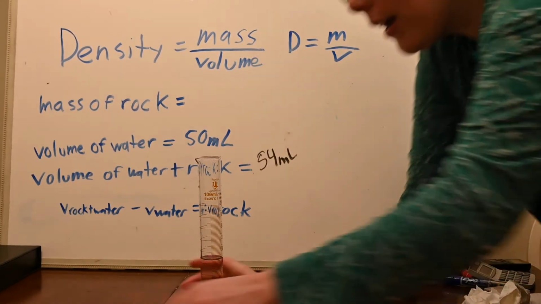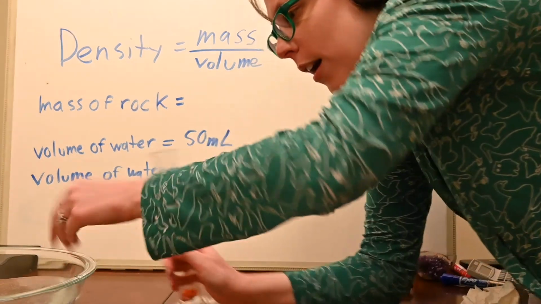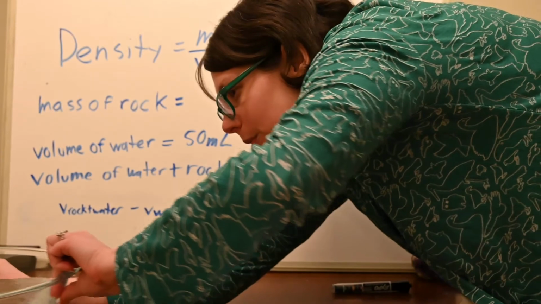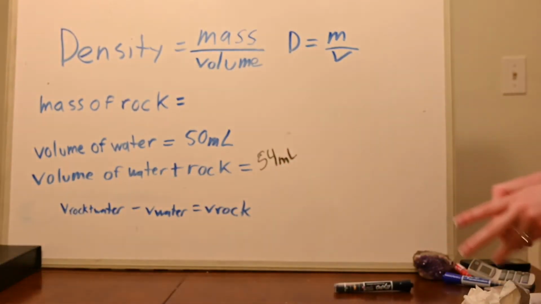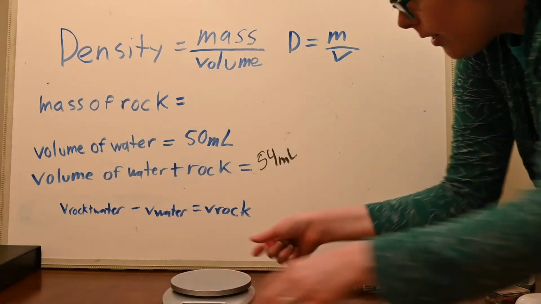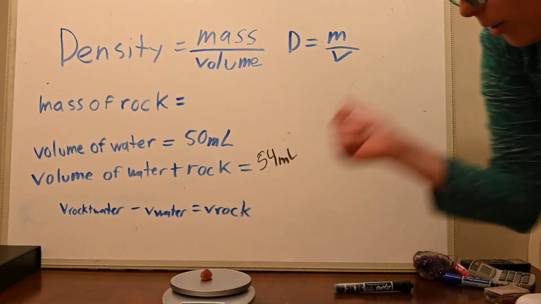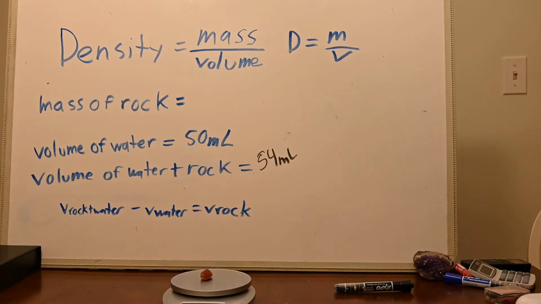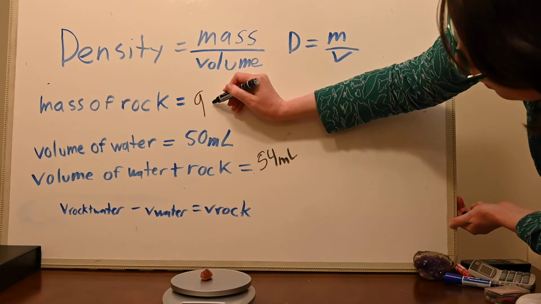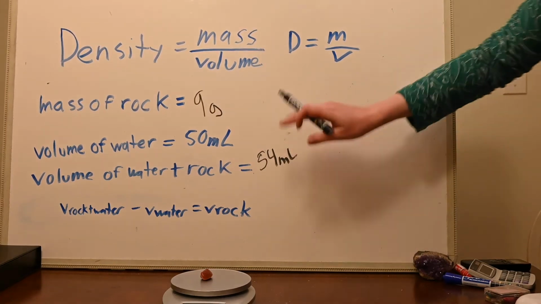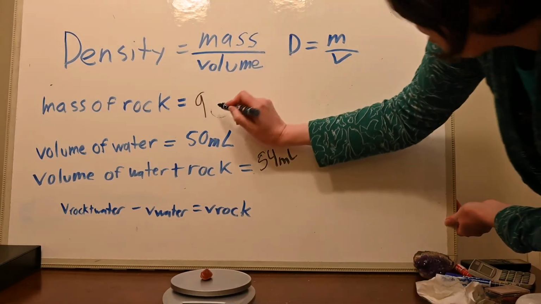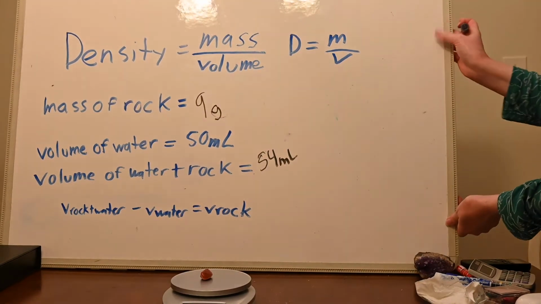And I need to get my rock out, so I'm going to use this water we had from earlier. Oops. Got my rock out. I'm going to dry it off a little bit. Now I'm going to find the mass. So I put it on the kitchen scale, and it says the mass is 9 grams. So that was the easy part. Oh, my G is kind of sideways. It's a little bit better.